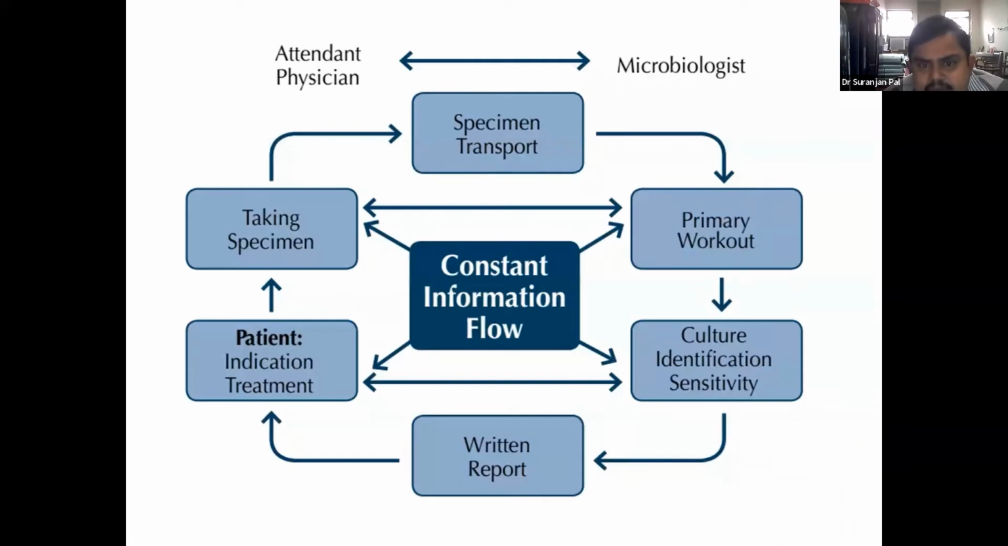Now, what is the diagnostic cycle of clinical microbiology with the physician? Because clinical microbiology becomes clinical microbiology when microbiologists get involved in clinical decision making along with the attending physician. So first, the patient: the indication for diagnosis comes from the clinician's end, where the samples are selected and mostly collected, and then sent to the lab.